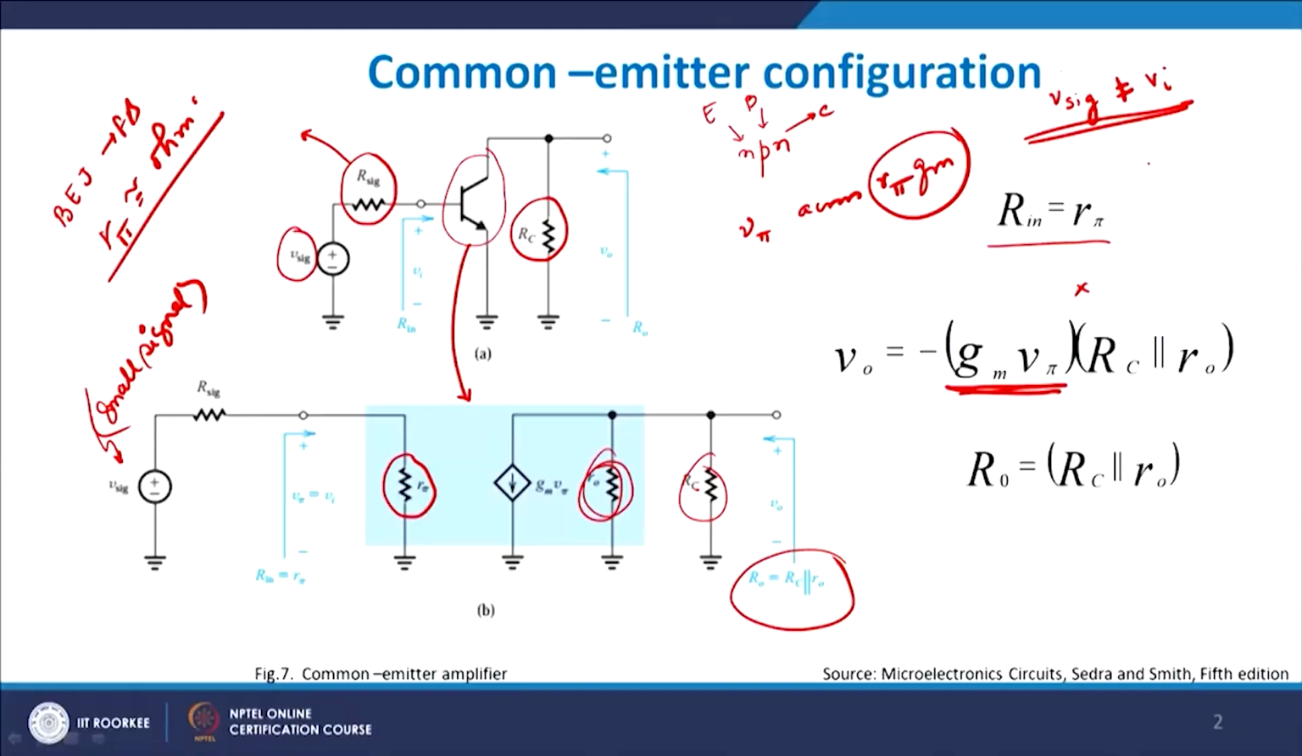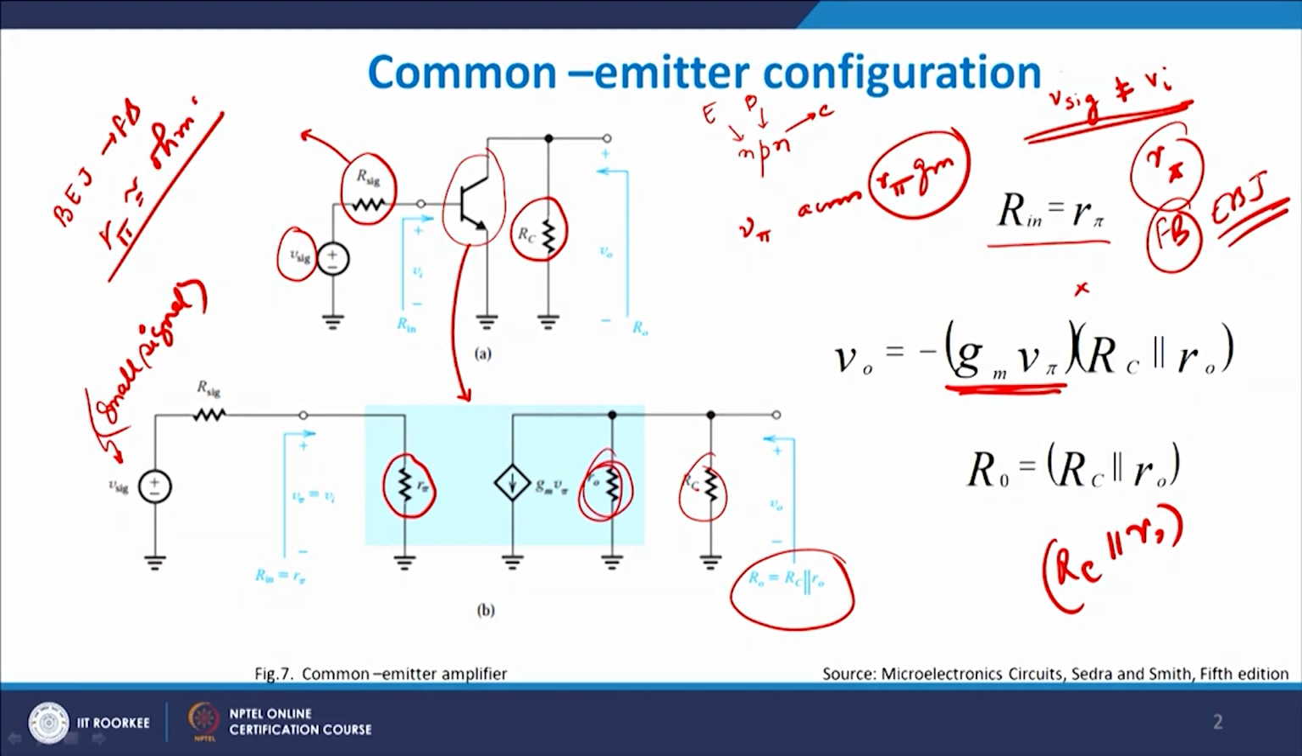Two things we therefore take out from this slide: my input impedance is R pi, and the output impedance is basically RC parallel to R0. Your input impedance is basically R pi, which is nothing but the forward biased EBJ, the emitter base junction. The resistance offered by that is basically my EBJ.